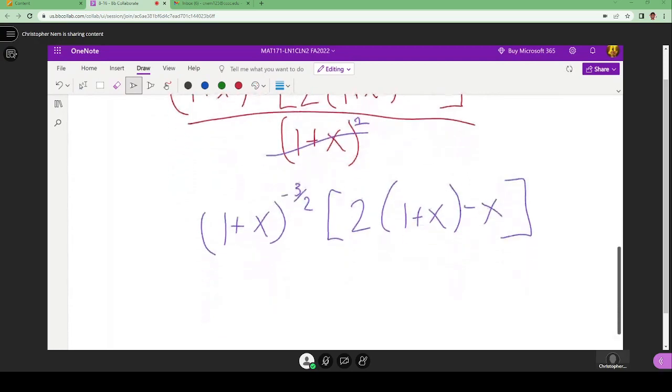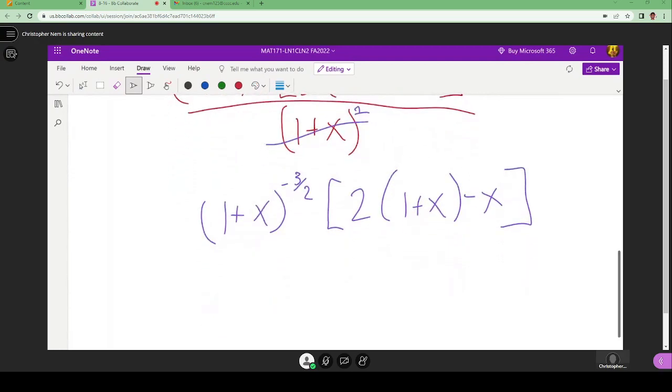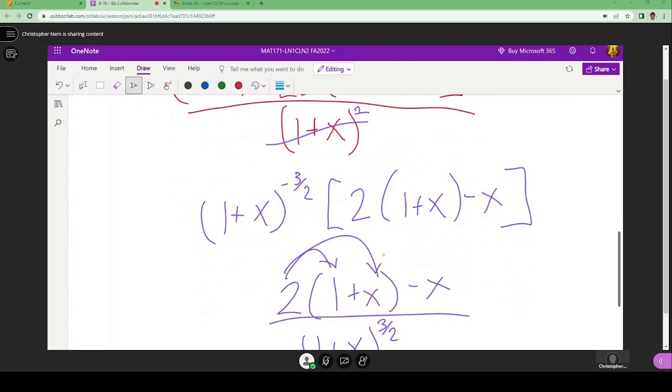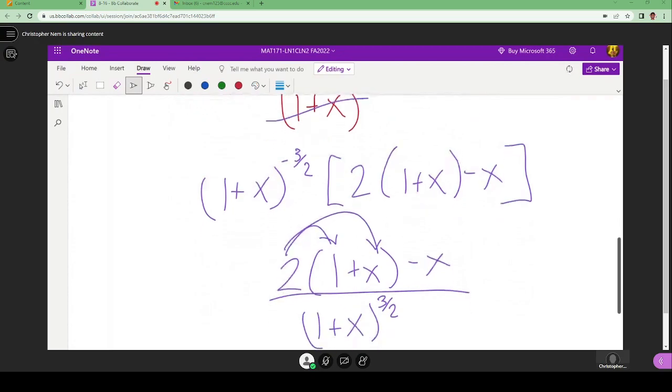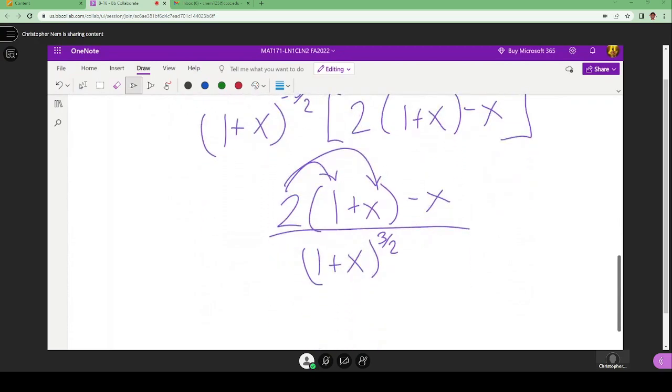So now we can deal with that negative exponent. If I deal with it, I have 2 times 1 plus x minus x, all over 1 plus x raised to the 3 halves power. And in the last part, we have to distribute and combine like terms. I'm giving it as an exercise for you to figure out, but you'll eventually get x plus 2 all over 1 plus x raised to the 3 halves power.